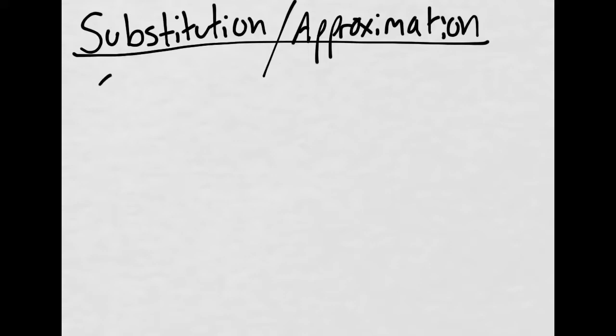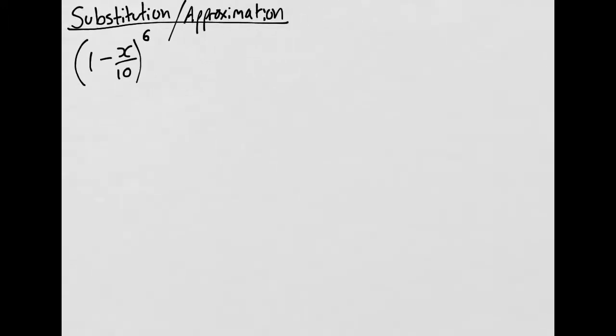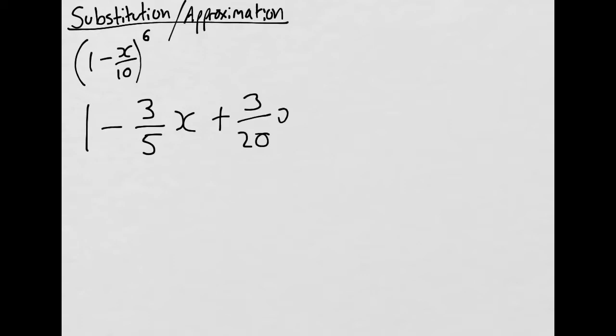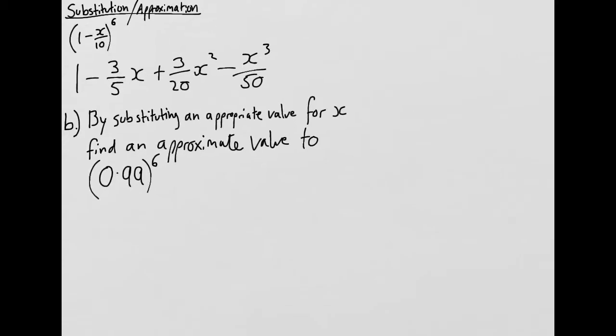So the first bit of the question could be something like: find the expansion, or find the first 4 terms of (1 minus x over 10) to the power 6. You do that using one of the 3 methods we've looked at today, and you'd find that the first 4 terms are 1 minus 3/5 of x, plus 3/20 of x squared, and minus x cubed over 50. Okay, so that's a typical part A of one of these expansion questions.